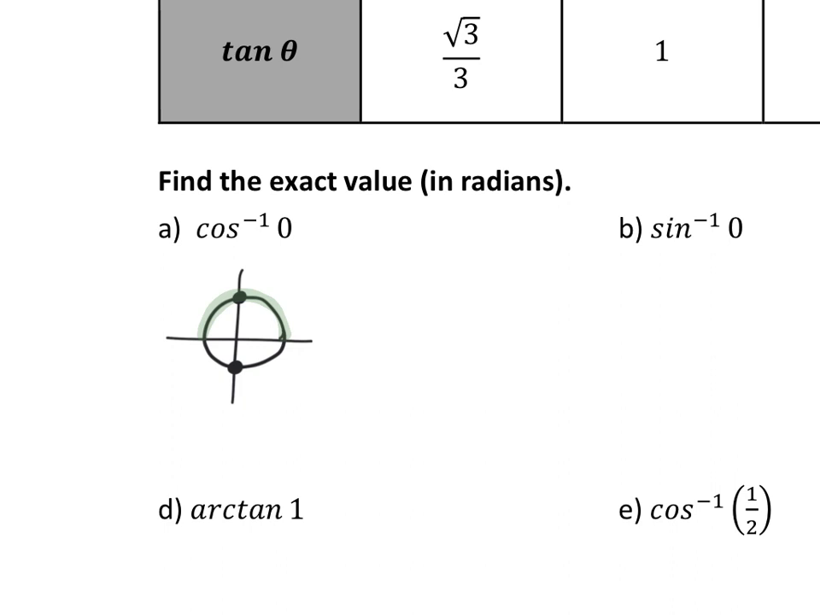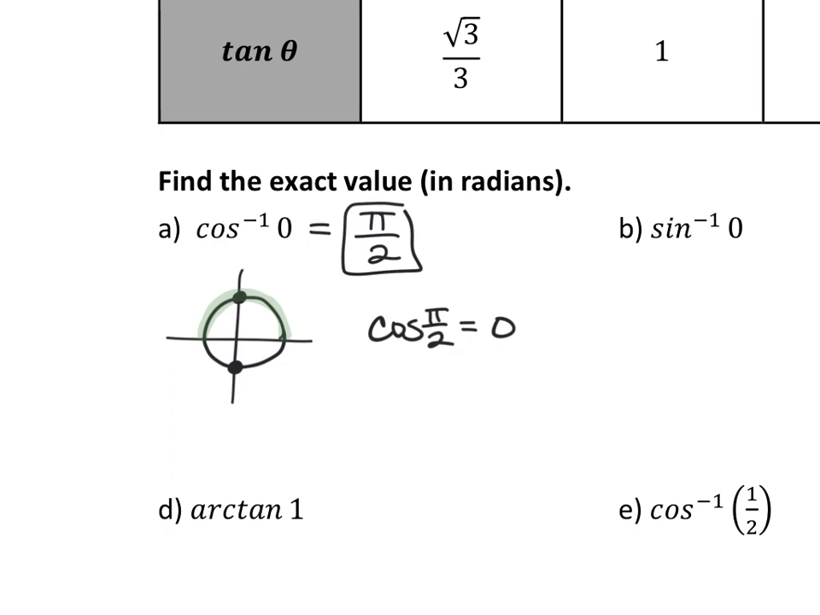So what's the angle measurement there at the top of the circle? In radians. That's it. So cosine inverse of 0 is pi over 2 because regular cosine of pi over 2 is 0. These are inverses of each other. Regular cosine, you put in an angle, you get out a value. Inverse cosine, you put in a value, you get out an angle.